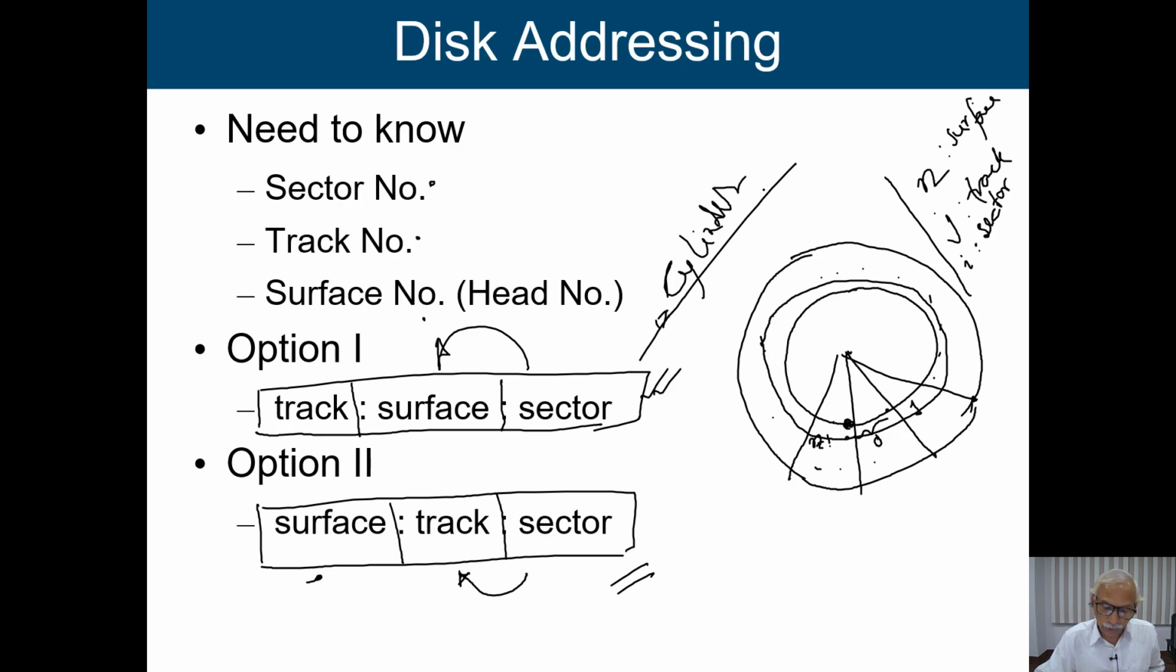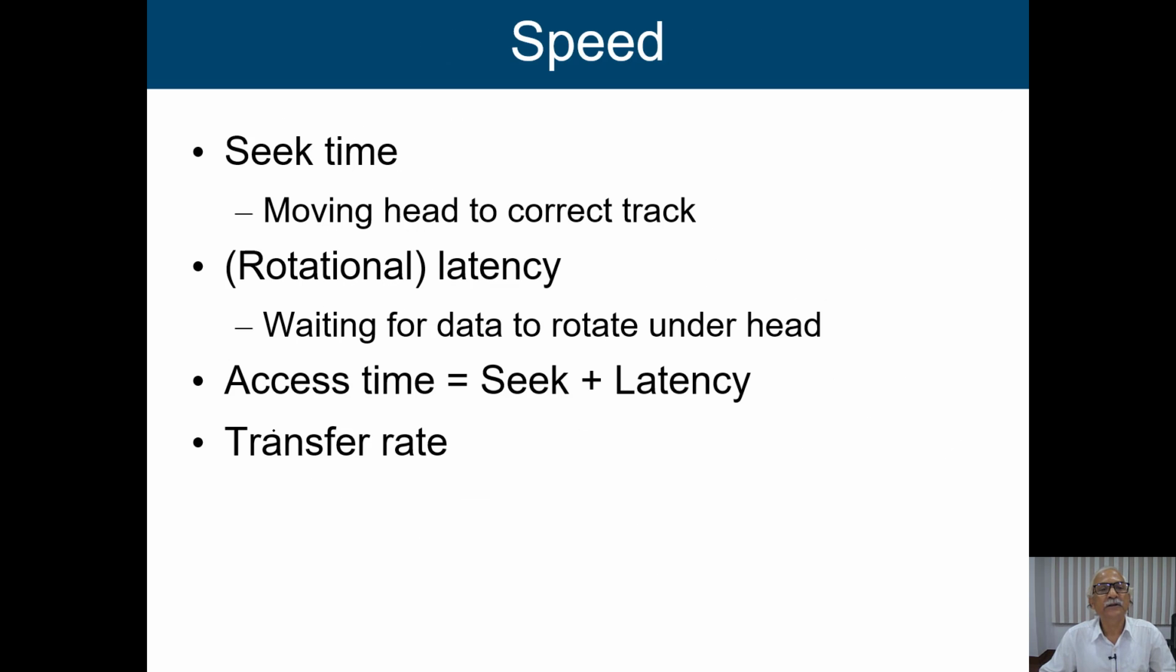So in case of option 1, it is addressing in the cylinder way; we are going to work with a cylinder. But in case of option 2, it is surface wise. We first work with a particular surface, and after completion of that, we go to the next surface. But here we work with a particular cylinder. After completion of the cylinder, we change the track number. That means we are going to the next track, which means we are going to the next cylinder. So these are the two different ways we can have.